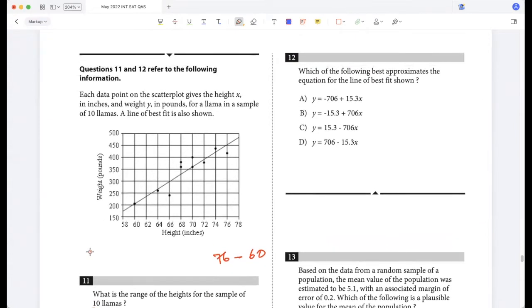What is the equation for the line of best fit that's shown? You can see that the y-intercept is close to 180. Oh no, it's not close to 180, because this is 58, right? So we'll just have to work with 2 points. Let's work with (66, 300) and (76, 450). So the slope is 150 by 10, so the slope is 15. Yeah, so the answer has to be A, because that's the only one with a slope of plus 15.